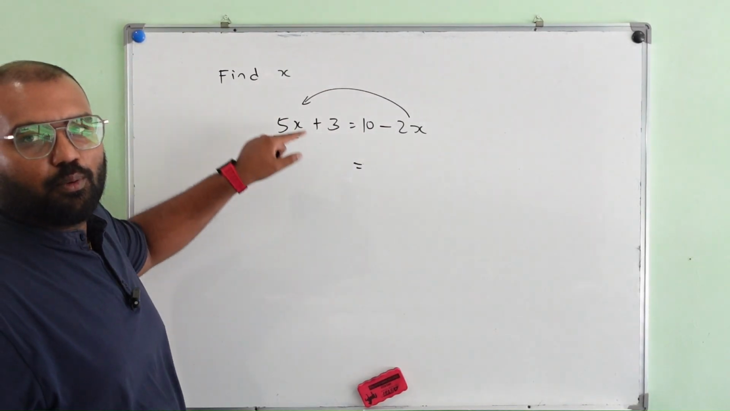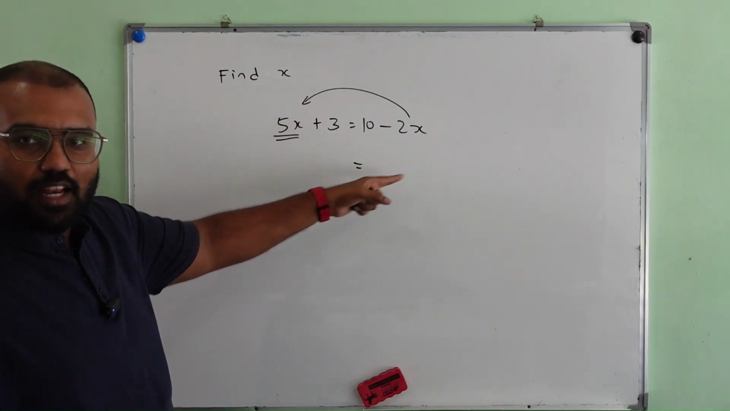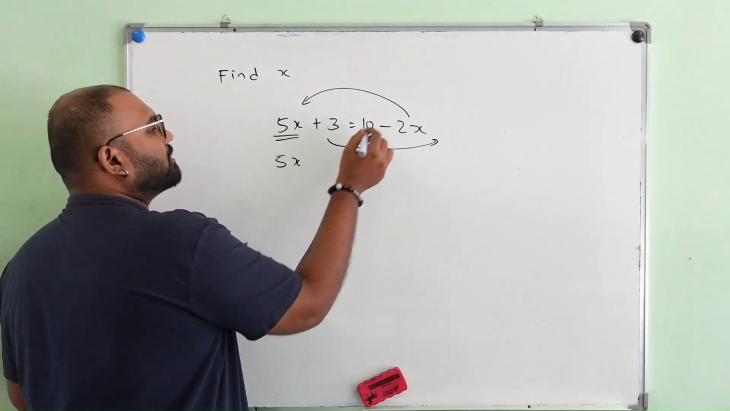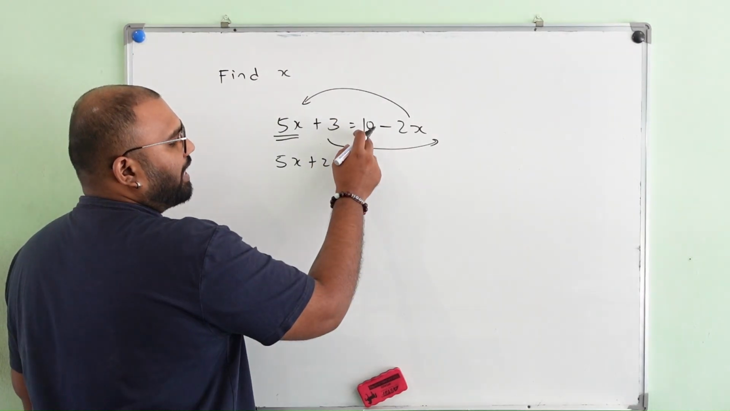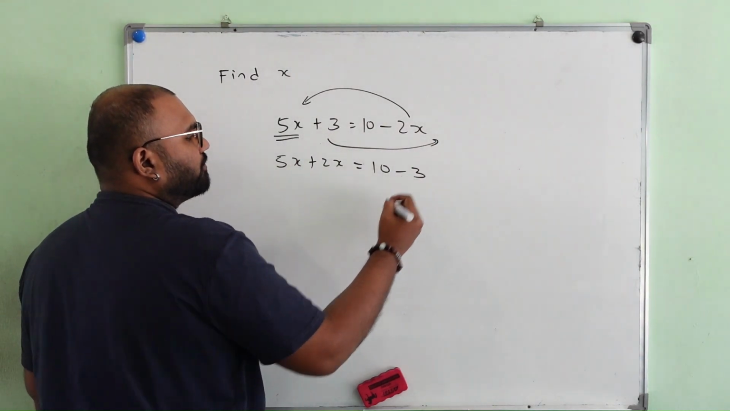At the same time, here we want x, and here we do want the number. The number here is 3. We send the 3 over there. So here will be 5x, negative 2x. Come here, become positive 2x. And 10 we maintain here. Positive 3 goes there, become negative 3.